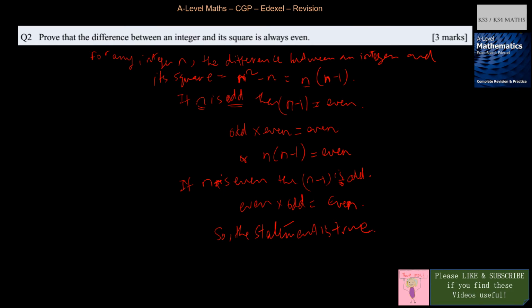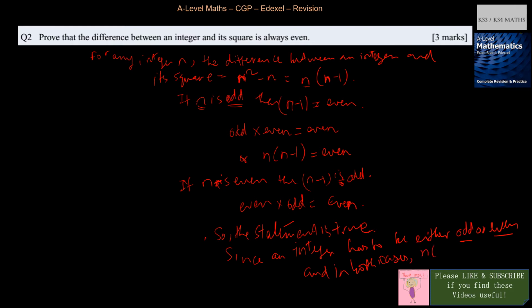So as an extension we can write that since an integer has to be either odd or even, in both instances, n times n minus 1, or n squared minus n, is even. So the difference between an integer and its square is always even. So the statement is true.